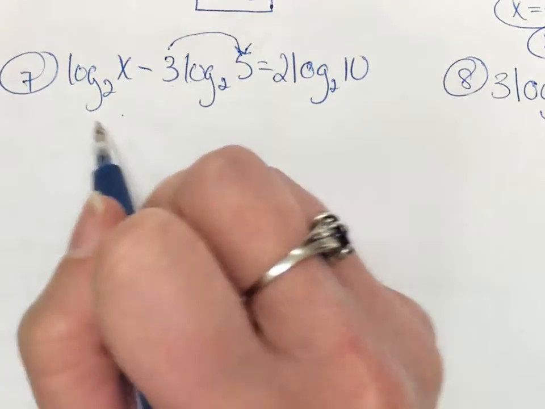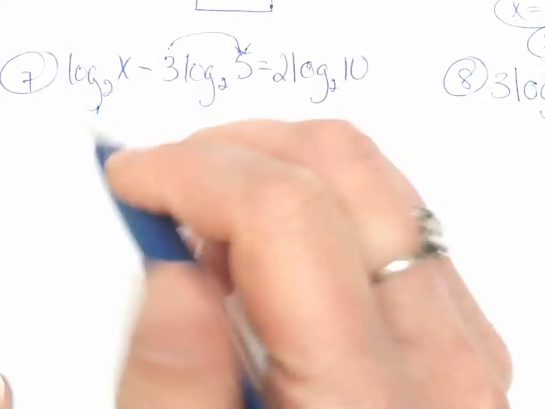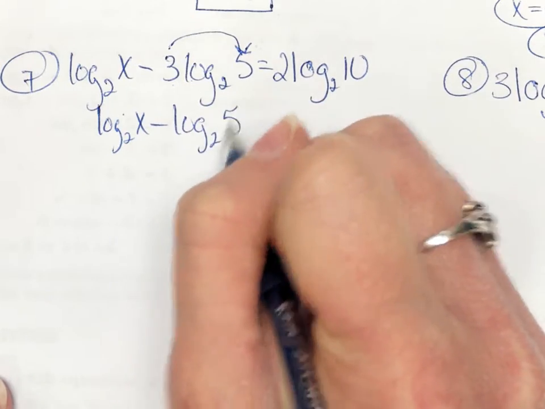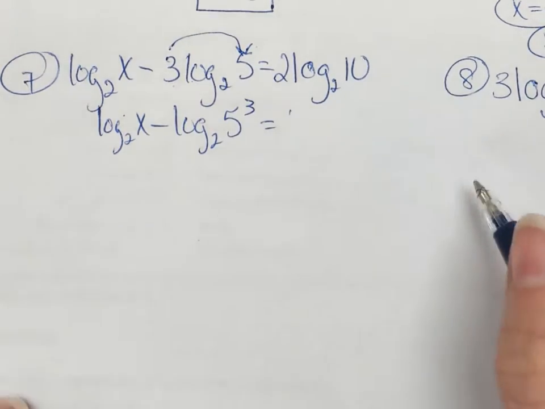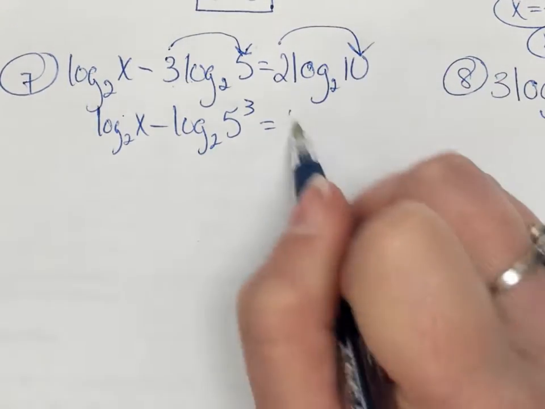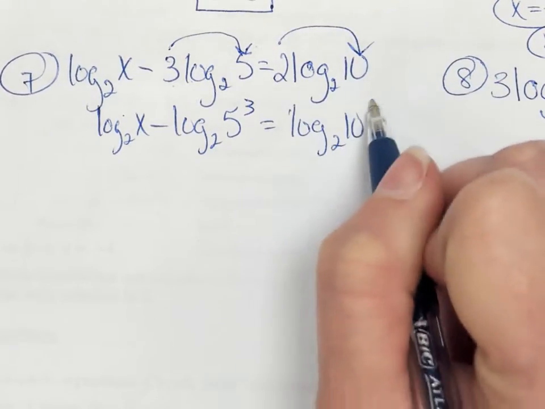So that goes to the exponent, right? So, log base 2 of 5 to the third. All right, you see anything on this side? The exponent. There you go. So, log base 2 of 10 to the second. Now what?